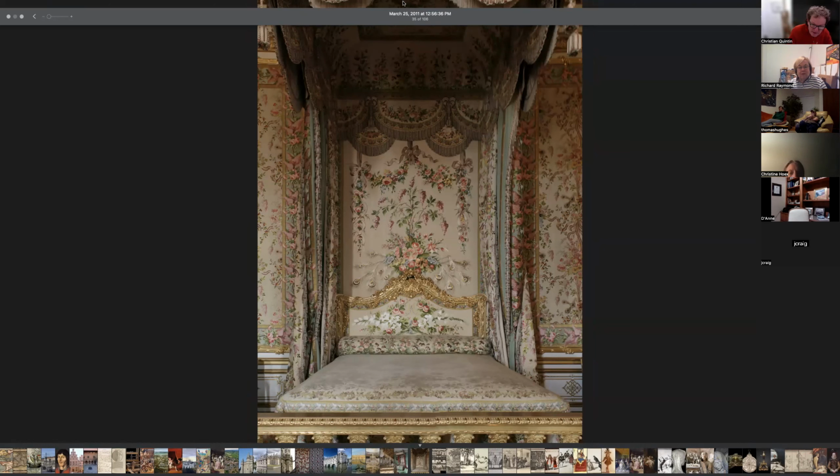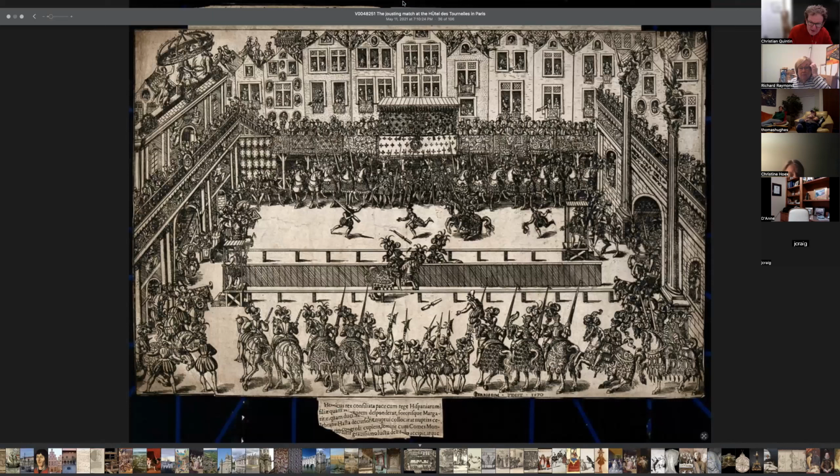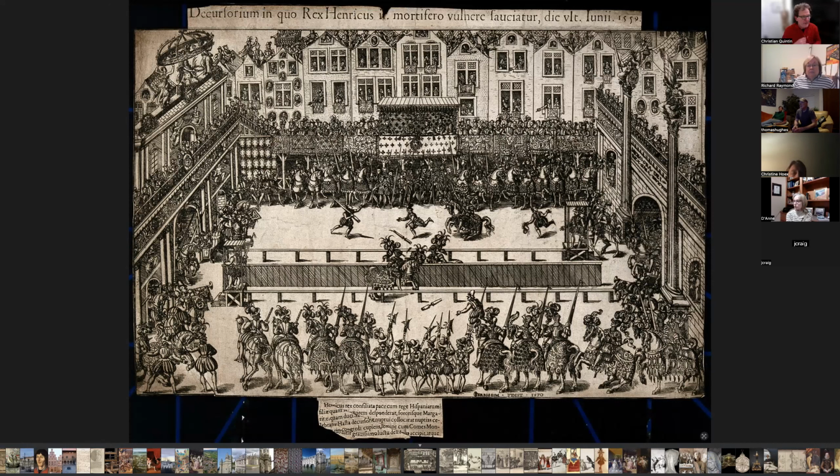Another great form of art of the French Renaissance was engraving. Engraving allowed people to see images, regular people. So it became a very popular method of illustration and storytelling. This is a tournament, if you will, at the Hôtel des Tournelles, where Henry II, King of France, was accidentally killed. And you can see at the bottom here, it's a Rex Henricus, which means King Henry.